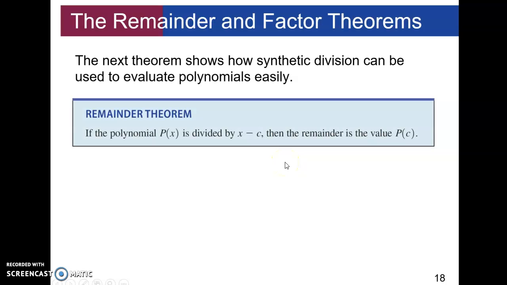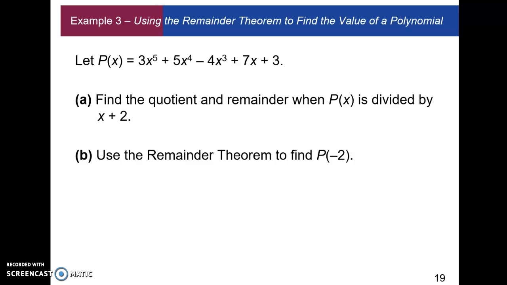So finally, we have the remainder theorem. If a polynomial is divided by a divisor, x minus c, the remainder is always going to be the value of p of c. So in other words, if you put c into that polynomial function, the answer you get for the output will always tell you the remainder of your polynomial.